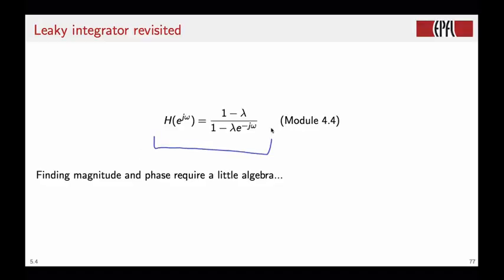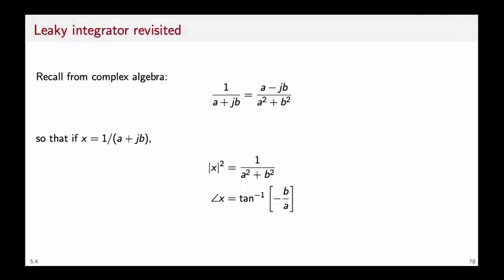Now, to find the magnitude and the phase of this animal, we need to use a little algebra, and we need to recall this very simple result. If you have 1 over a plus jb, you can always rewrite that as (a - jb) divided by (a² + b²). So if the number x is actually 1 over a plus jb, the magnitude square of x is 1 over (a² + b²), and the phase of x is the inverse tangent of -b over a.